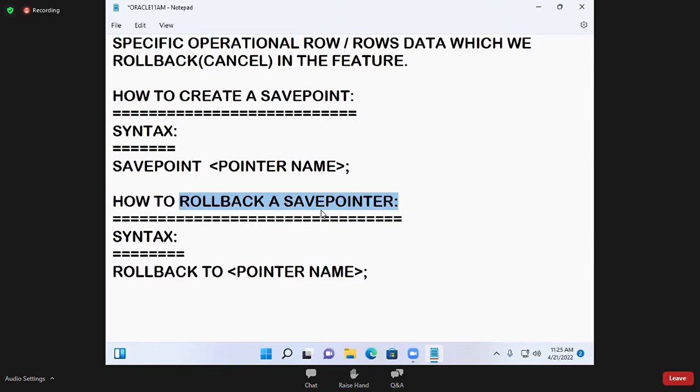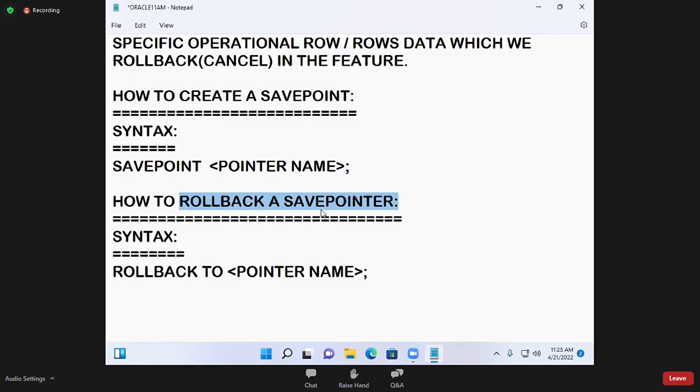Okay, now, a savepoint is especially designed for rollback purposes, not for commitment purposes. If you want to commit, no savepoint is required. You can directly go to commit. This is only for rollback, that is, cancellation of your specific operation. For that purpose you can use it, but for commitment purposes, it doesn't happen.